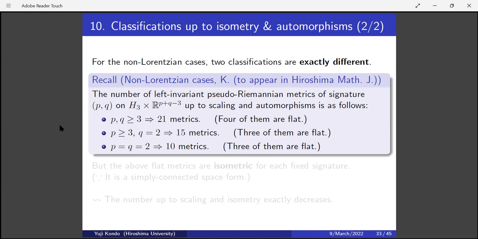For the non-flat metric, or for the flat? Thank you for the question. As of now, I know that only for the flat metric. For the non-flat metric, I don't know the difference between the classification up to isometry and up to automorphisms.